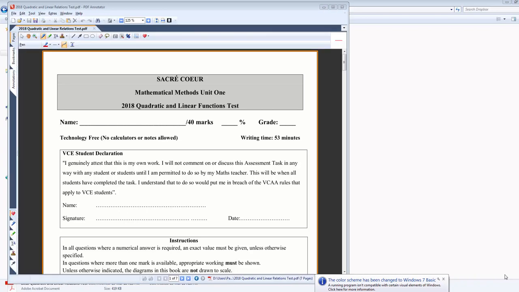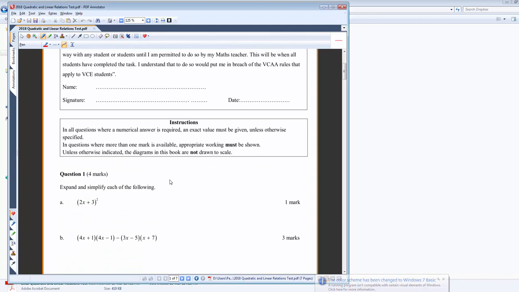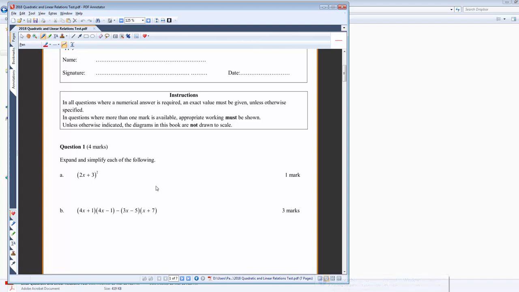Alright, here are the solutions to the 2018 linear and quadratic functions tests. So let's go through these problems. Okay, this first one here is just a basic perfect square expansion. So we want to expand and then simplify this situation here.